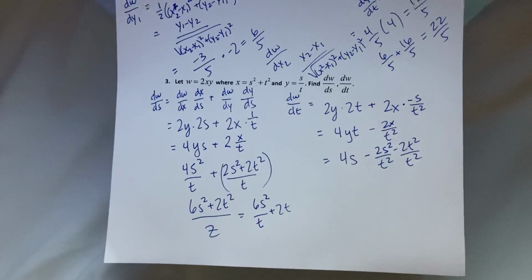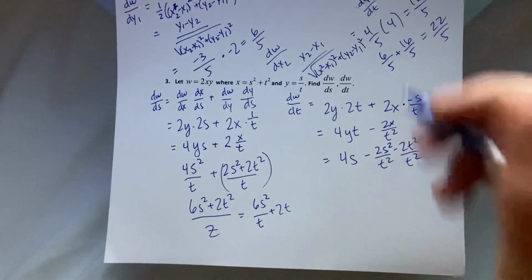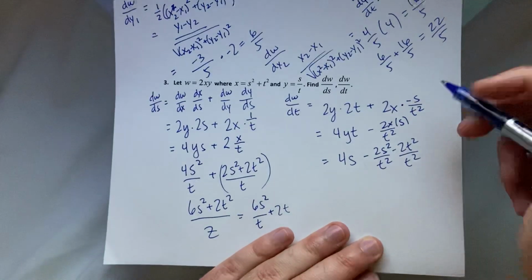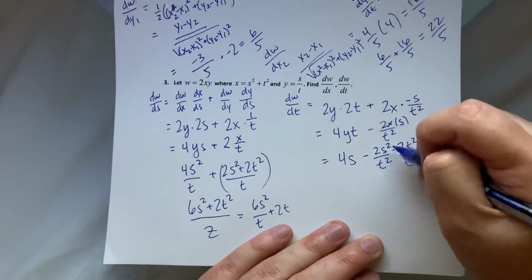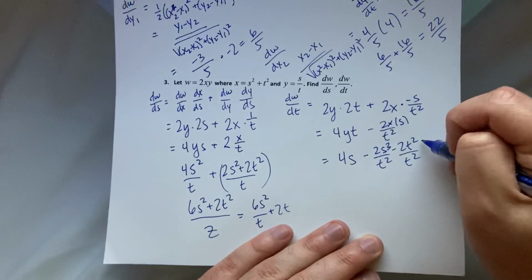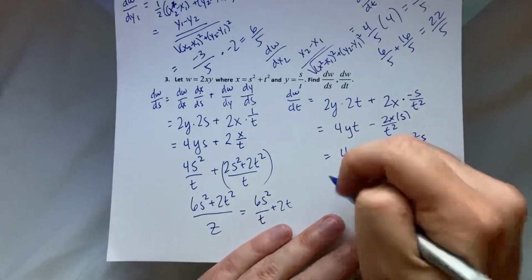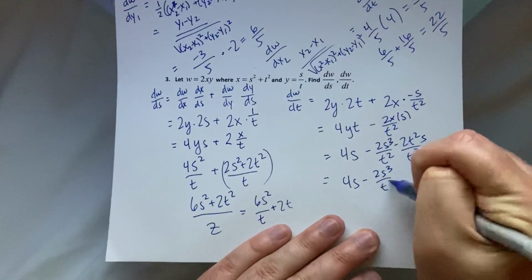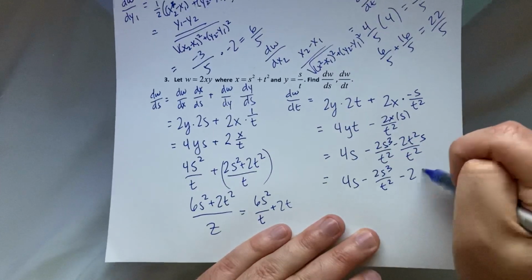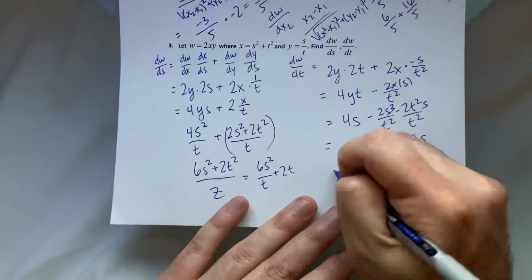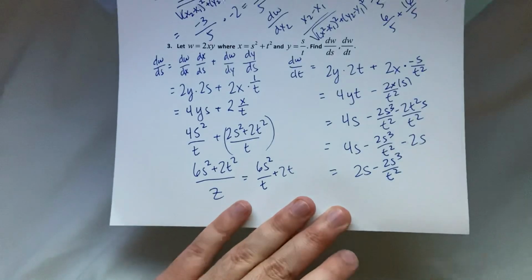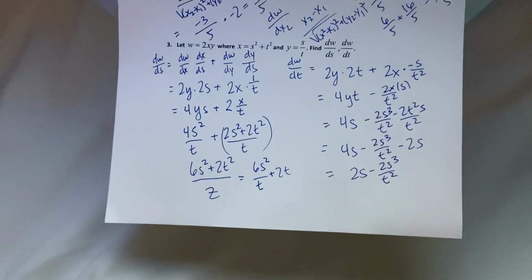Now, I forgot the s. Times s, somehow I left it off. So this is actually s cubed, and this is t squared s. So this is 4s minus 2s cubed over t squared. This should just be minus 2s. So in total, we should have 2s minus 2s cubed over t squared. And that is our derivative of w with respect to t.